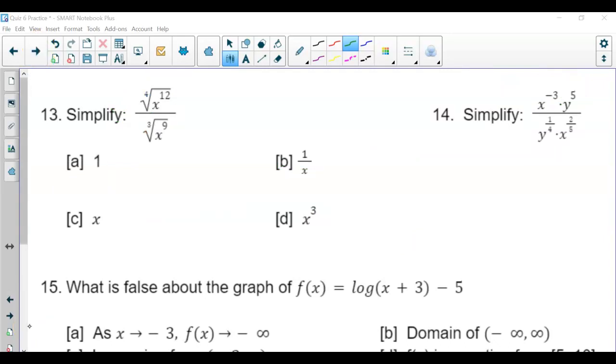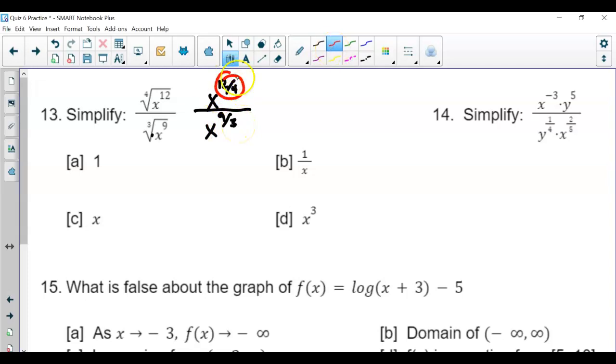Now 13 and 14 are review on our exponents. So remember here, guys, this needs to be rewritten because notice how we have different indexes of 4 and 3. So still keep it straight up, x to the 12th. But this x to the 12th is technically over the index, which is 4. So this still here in the denominator is just straight up x to the 9th. But because of the index, it's x to the 9th, then over 3.